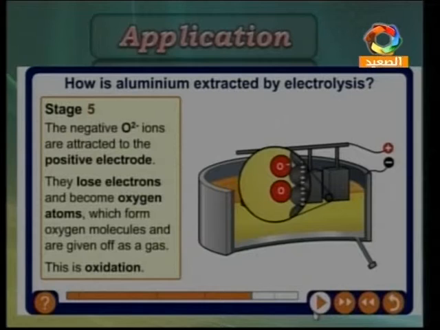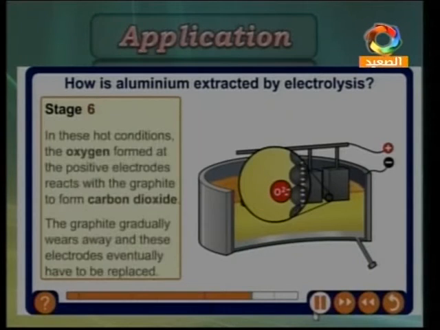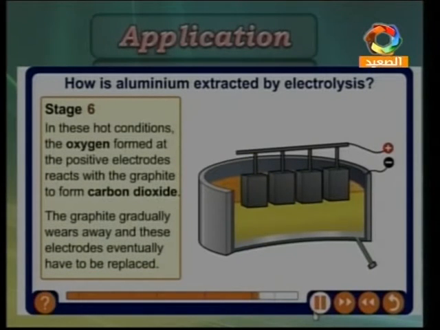So it is like Br2. They lose electrons and change into a gaseous state, which forms the oxygen molecule, and they give off gas. It's called an oxidation process. After that, we have the hot conditions.